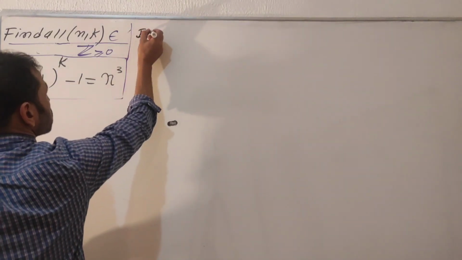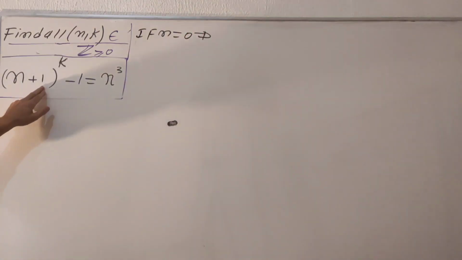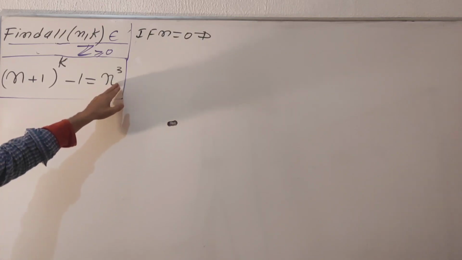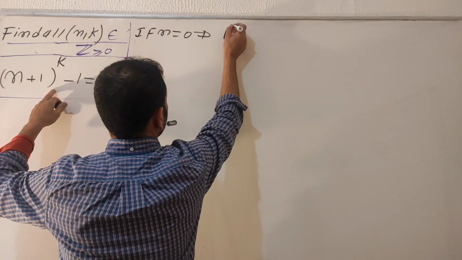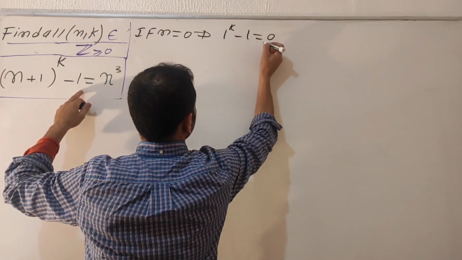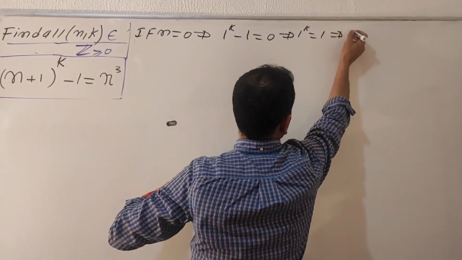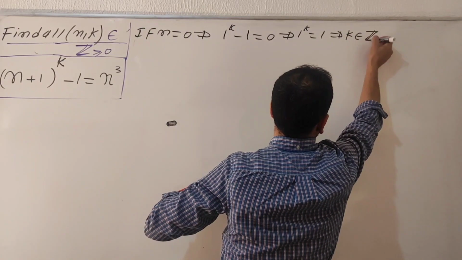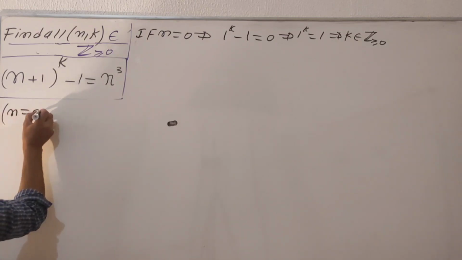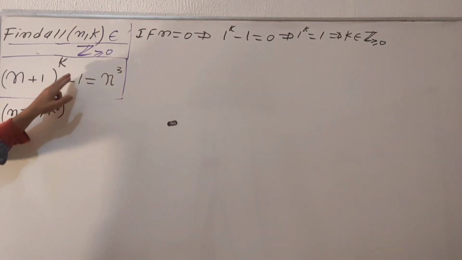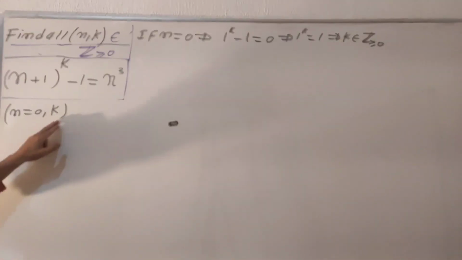So if n equals 0, I get (0 + 1)^k - 1, which is 0, equals 0. Which means 1^k - 1 equals 0. So this is telling us 1^k equals 1. This is true for all k as non-negative integers. Okay, we get the first obvious solution: n equals 0 with k being anything, because it's located in the exponent, it can be anything. This is true for all k.